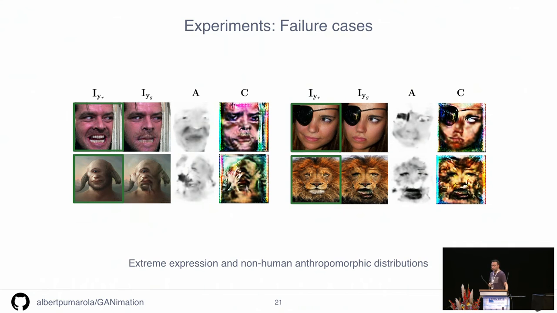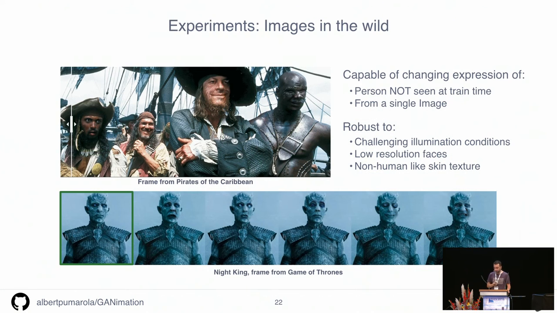Also, we would like to share some failure cases which can occur with extreme expressions and non-human anthropomorphic distributions. It's not like our model goes crazy, but a lot of artifacts start to appear.